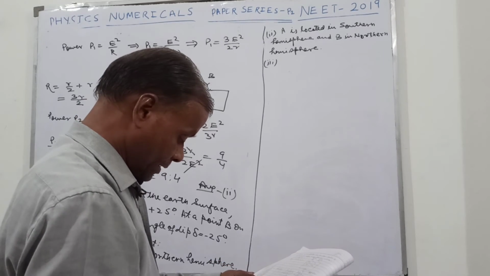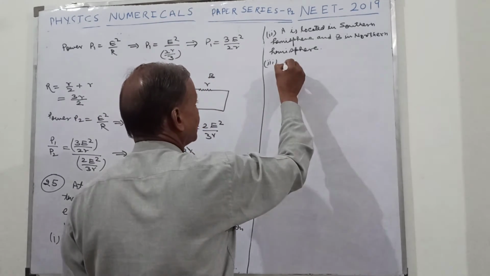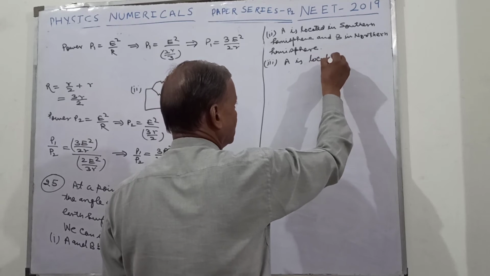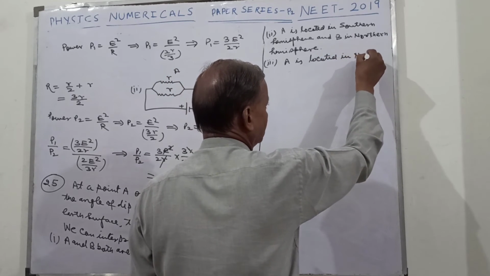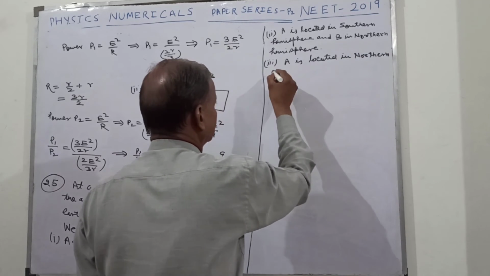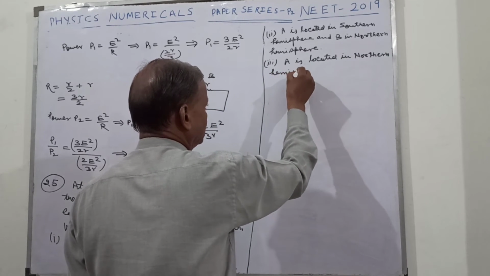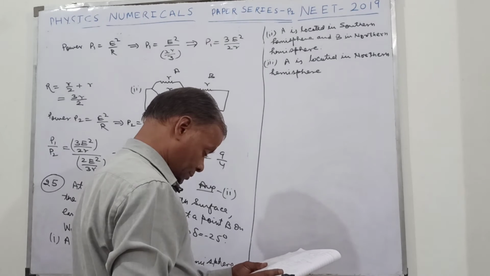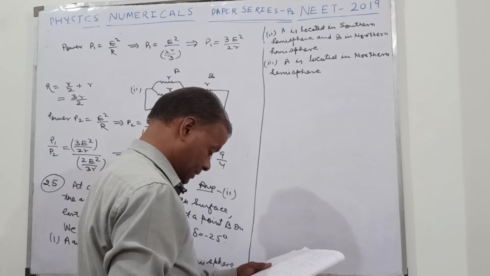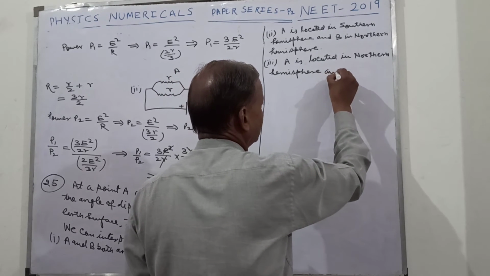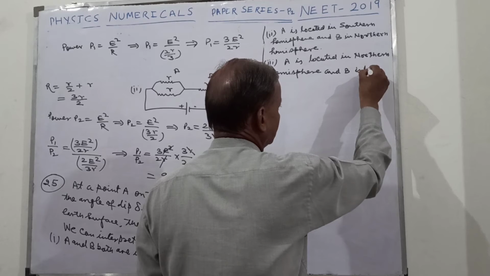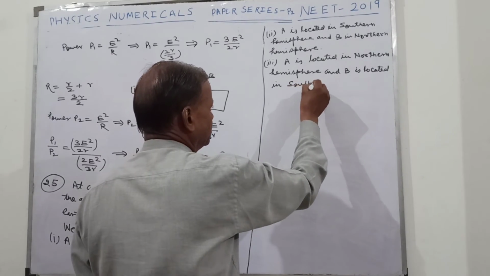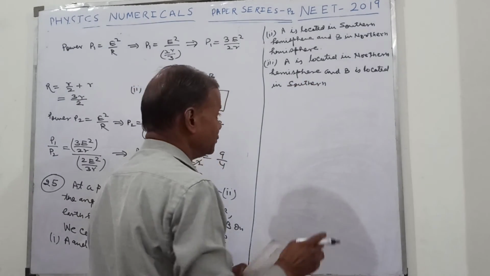Now option third. Option third is A is located in northern hemisphere and B is located in southern hemisphere.